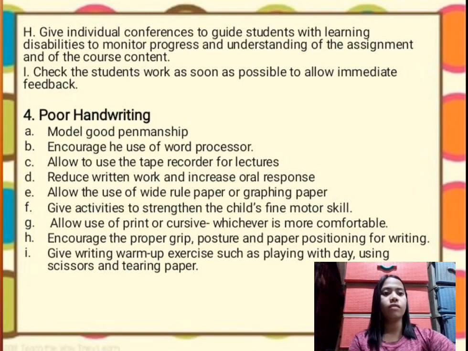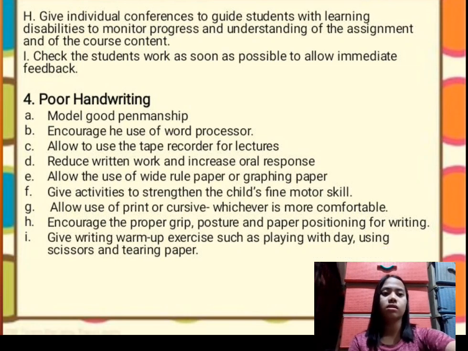Letter H. Give individual conferences to guide students with learning disabilities to monitor progress and understanding of the assignment and of the course content. Letter I. Check the students' work as soon as possible to allow immediate feedback.